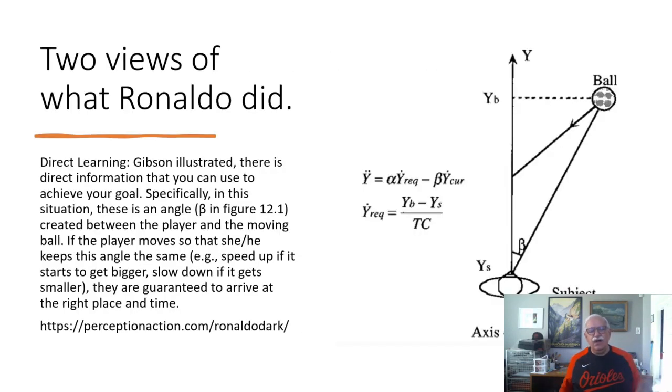But here's another view of what he did. And this comes from Gibson and Gibson, the perceptual team, husband and wife team who did a lot of work, said, well, but there is a lot of direct information to allow you to achieve the goal. And specifically in this situation, there is an angle in this figure.